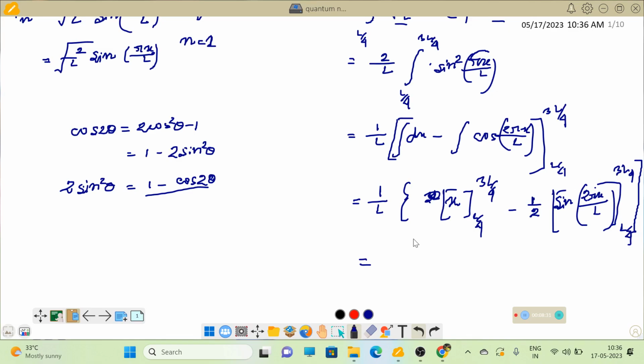So this is taking so much time. After solving it, we are getting here, you can see here x means 3L by 4 minus 1 by 4, and you have to put here higher limit sine 3L by 4 and L by 4. So we will get here half plus 1 by pi.